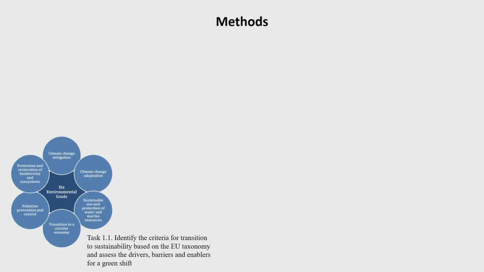Before I present you the key results that we found so far, I would like to show you hints about the different tasks of this work package in order to link things together. So the first task is task 1 about identifying the criteria of transition to sustainable based on the EU taxonomy. And in this task, we are studying the different drivers, the barriers, and the different enablers.